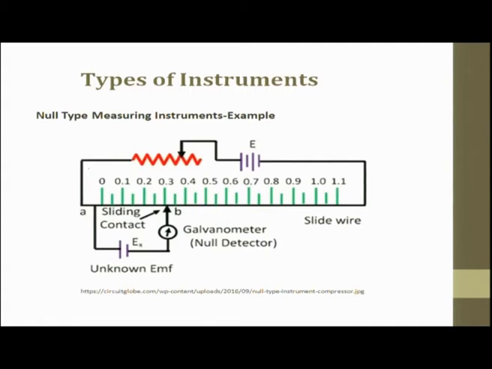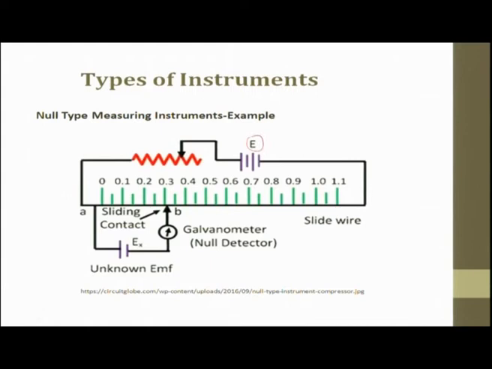So, this is how the schematic diagram looks like. A null type deflector. Here you will have a main scale. You have a sliding contact, so the sliding contact is there. Here there is a galvanometer. This is a wire, the sliding wire. This is the sliding contact, and here you will have a resistance which is added, and then you will have a voltage which is applied, E.